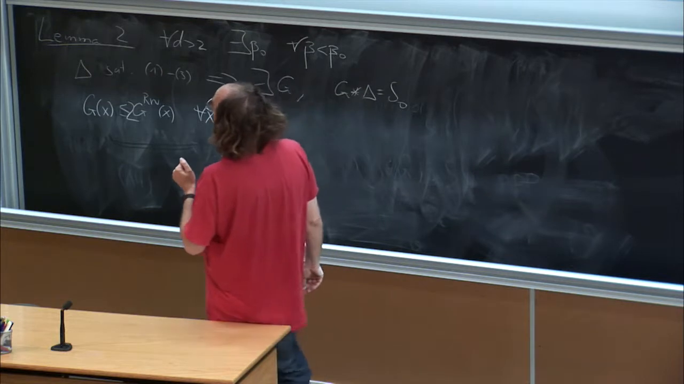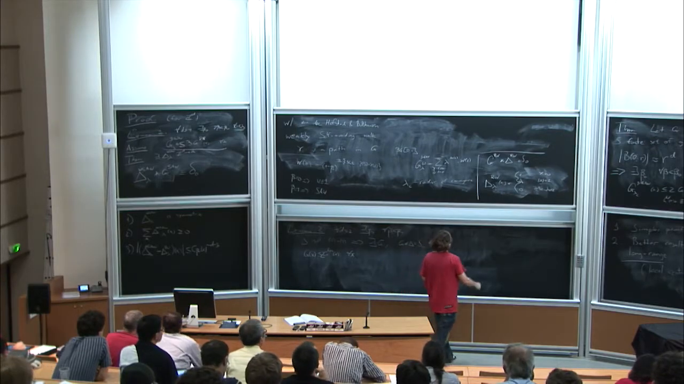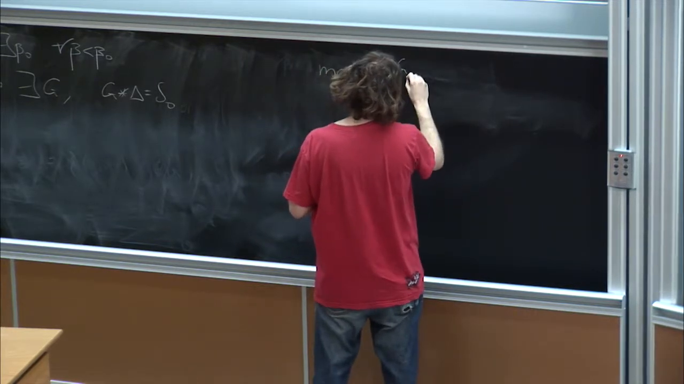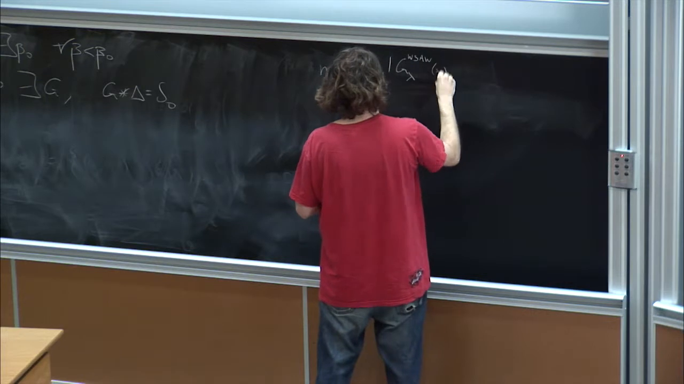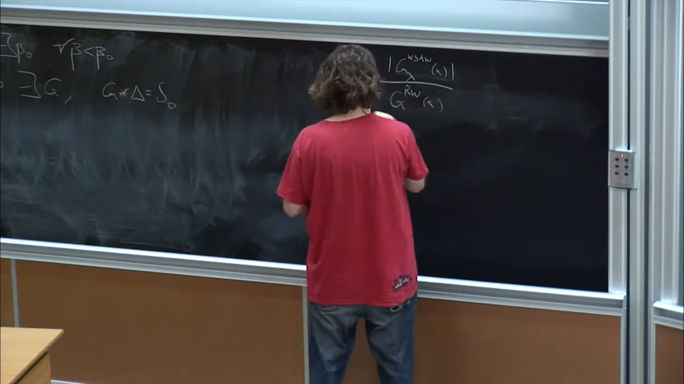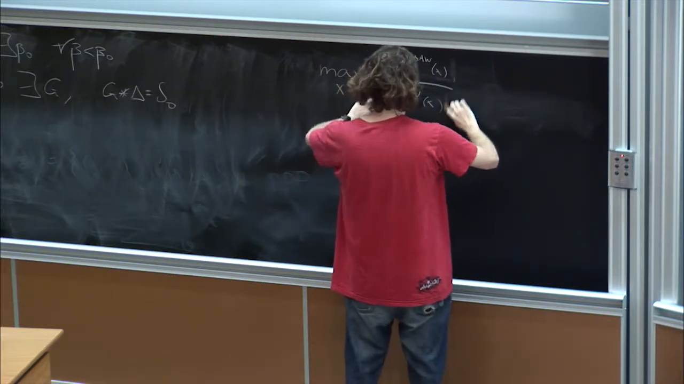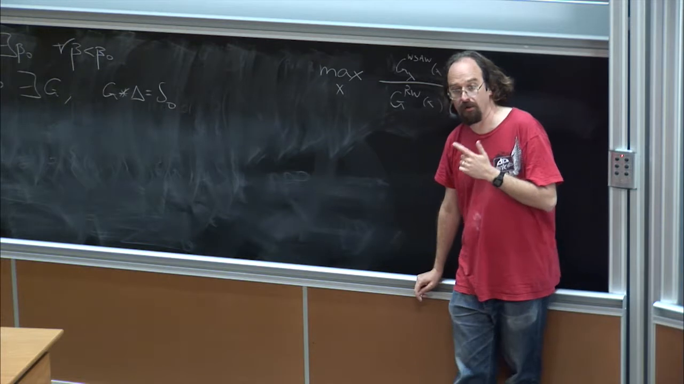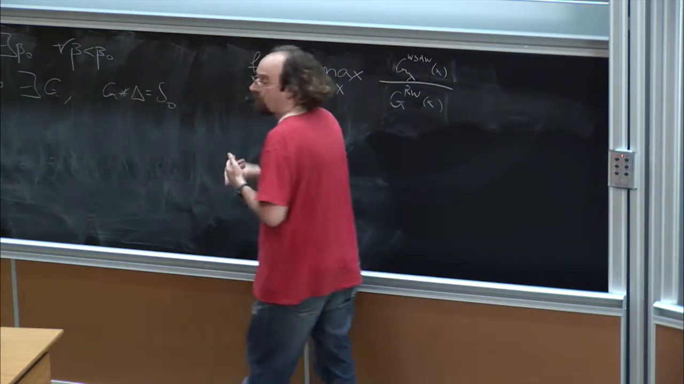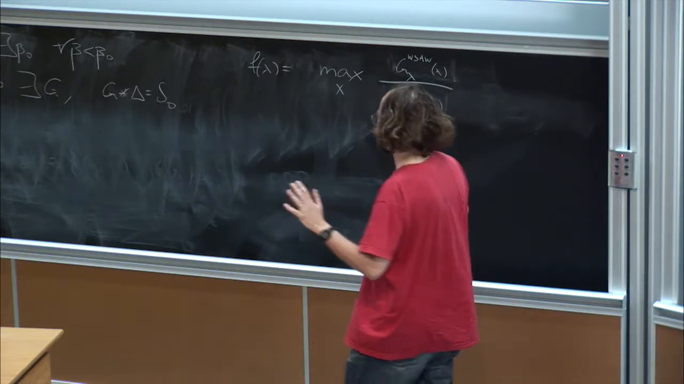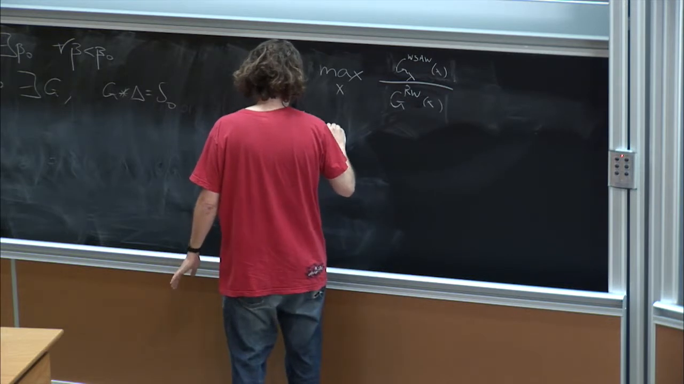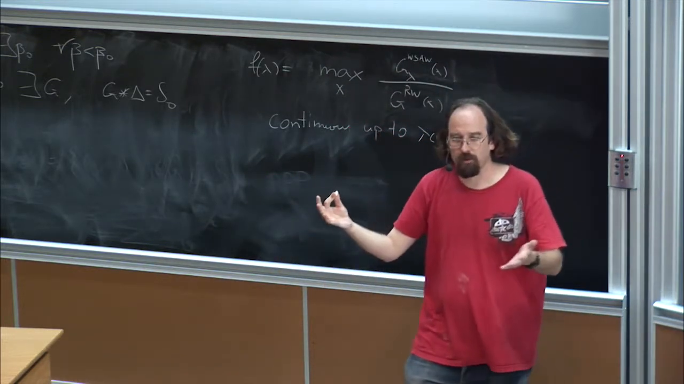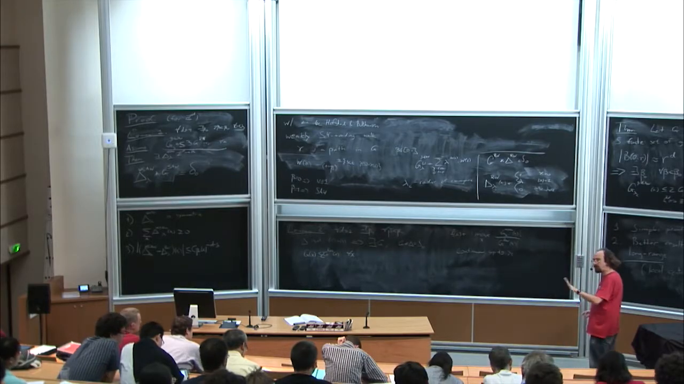So how do these two lemmas give the theorem together? Well, you look at the function: the maximum over all x of g lambda weakly self-avoiding walk of x divided by g random walk of x. Why am I putting these absolute values here? These are positive numbers. You look at this function as a function of lambda, and you show that it's continuous up to lambda critical. I will not show that, but this is easy. Lambda critical is a radius of convergence, everything is analytic inside. You have to show something, but it's not difficult.